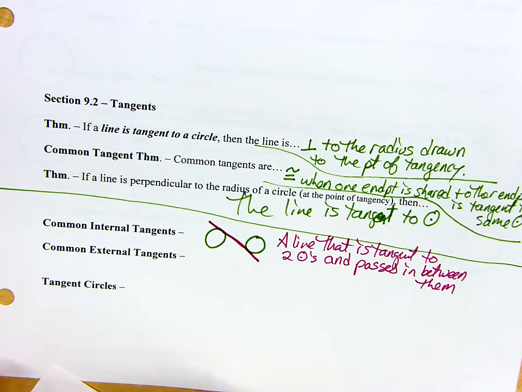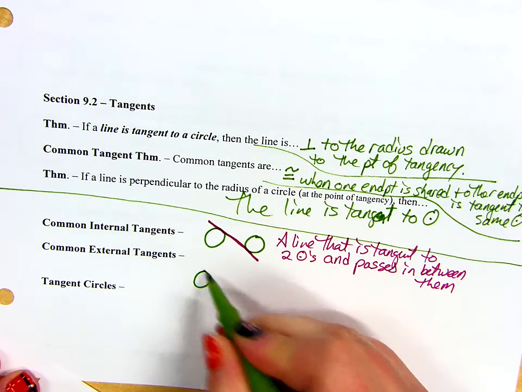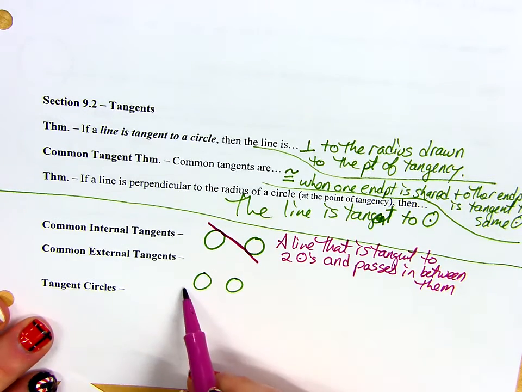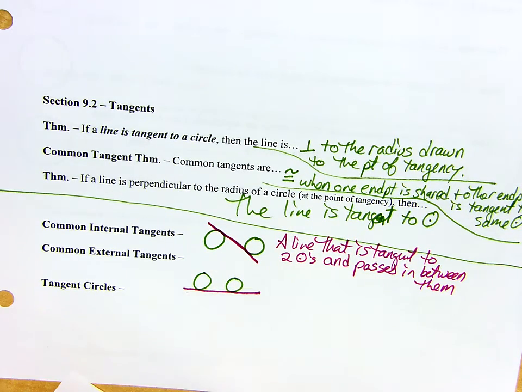So then a common external tangent is sort of the same idea, except it doesn't pass in between them. It'd be sort of on the outside like that. So that's like if you have the floor and two bowling balls. The circles don't have to be congruent either, though. You could have like a bowling ball and a golf ball, and the floor would be a common external tangent. Does that make sense?